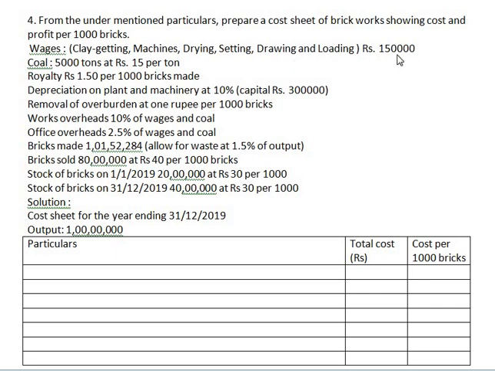That is rupees 1,50,000. Coal, 5,000 tons at rupees 15 per ton. Then royalty rupees 1.50 per 1,000 bricks made. Depreciation on plant and machinery at 10%, so the value is 3 lakhs. Removal of overburden at 1 rupee per 1,000 bricks. Works overheads 10% of wages and coal.